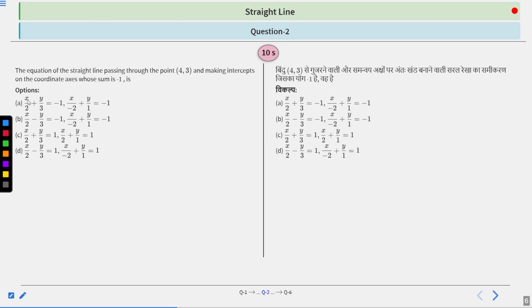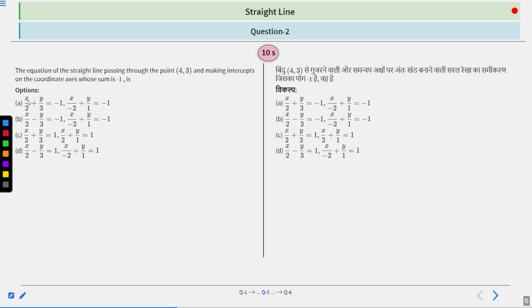Question number 2. Question number 2 says, the equation of the straight line passing through the point (4, 3) and making intercepts on the coordinate axis whose sum is -1 is. Again, the hint of this question is that we know the equation of a straight line in the intercept form.